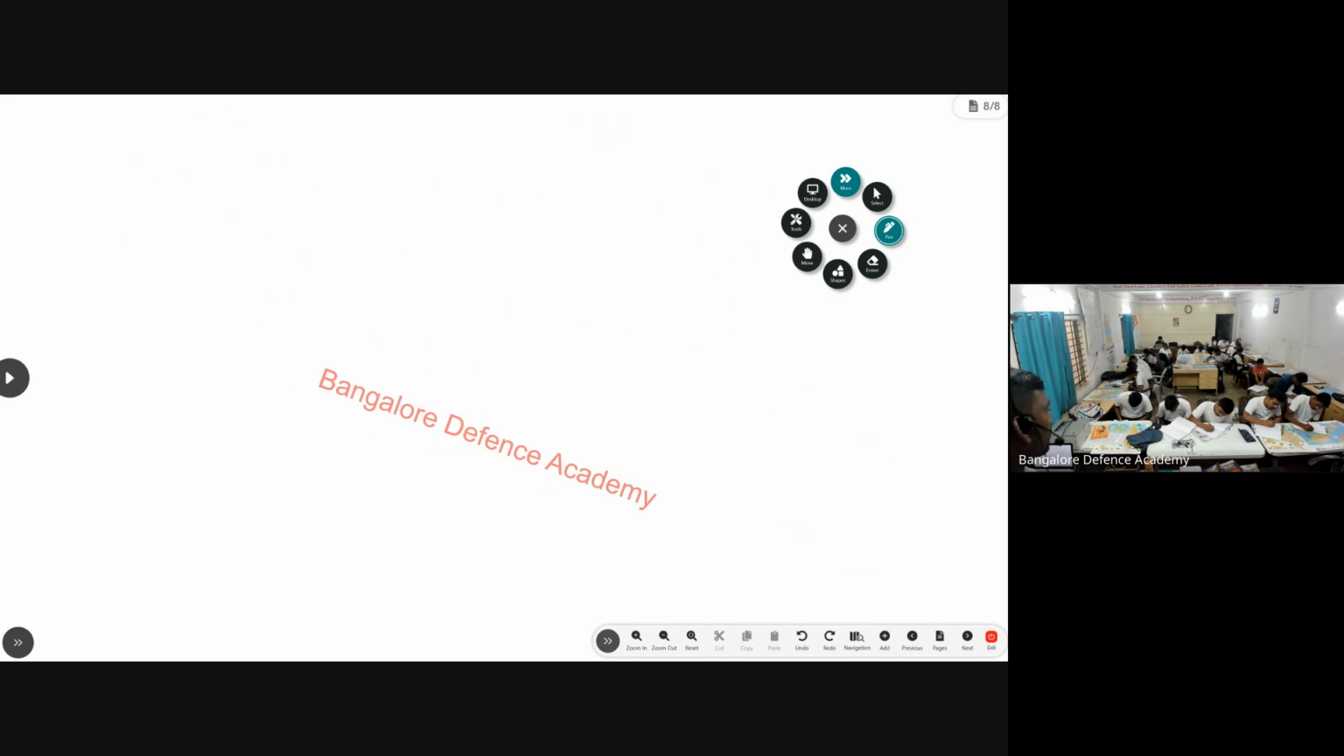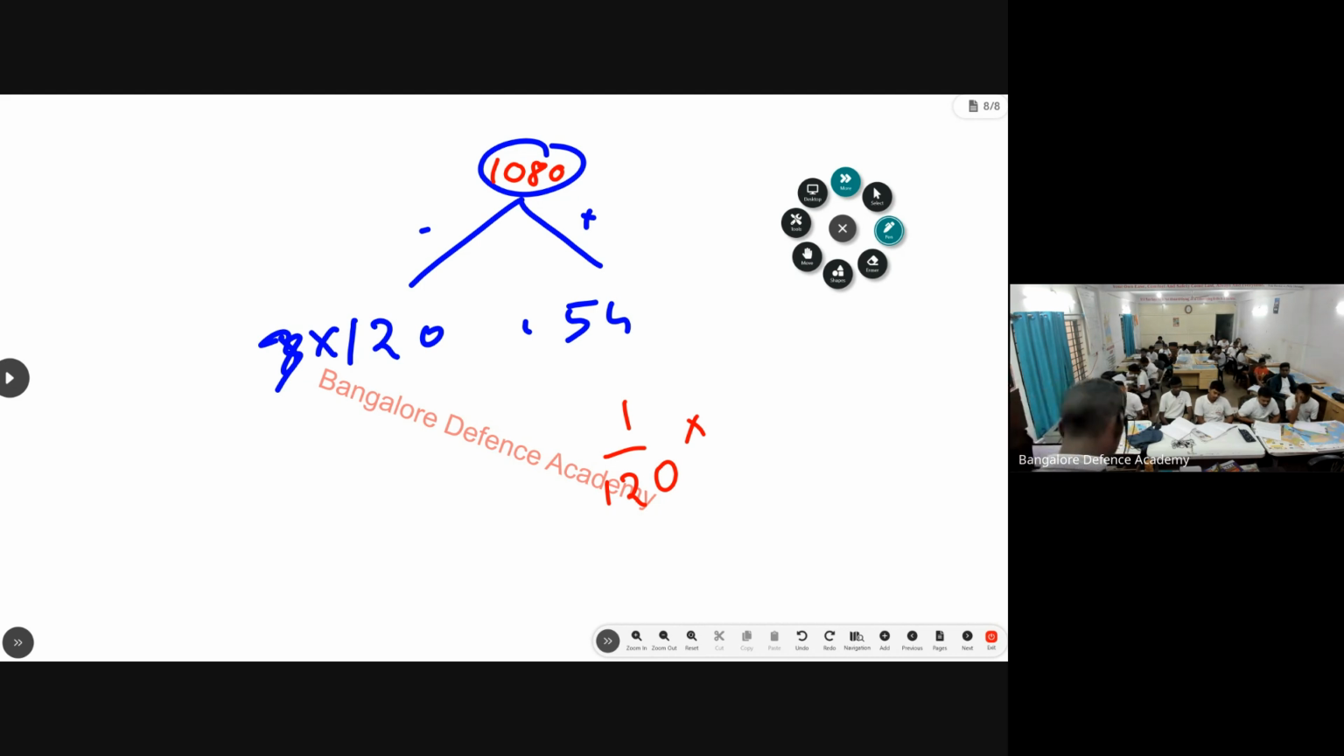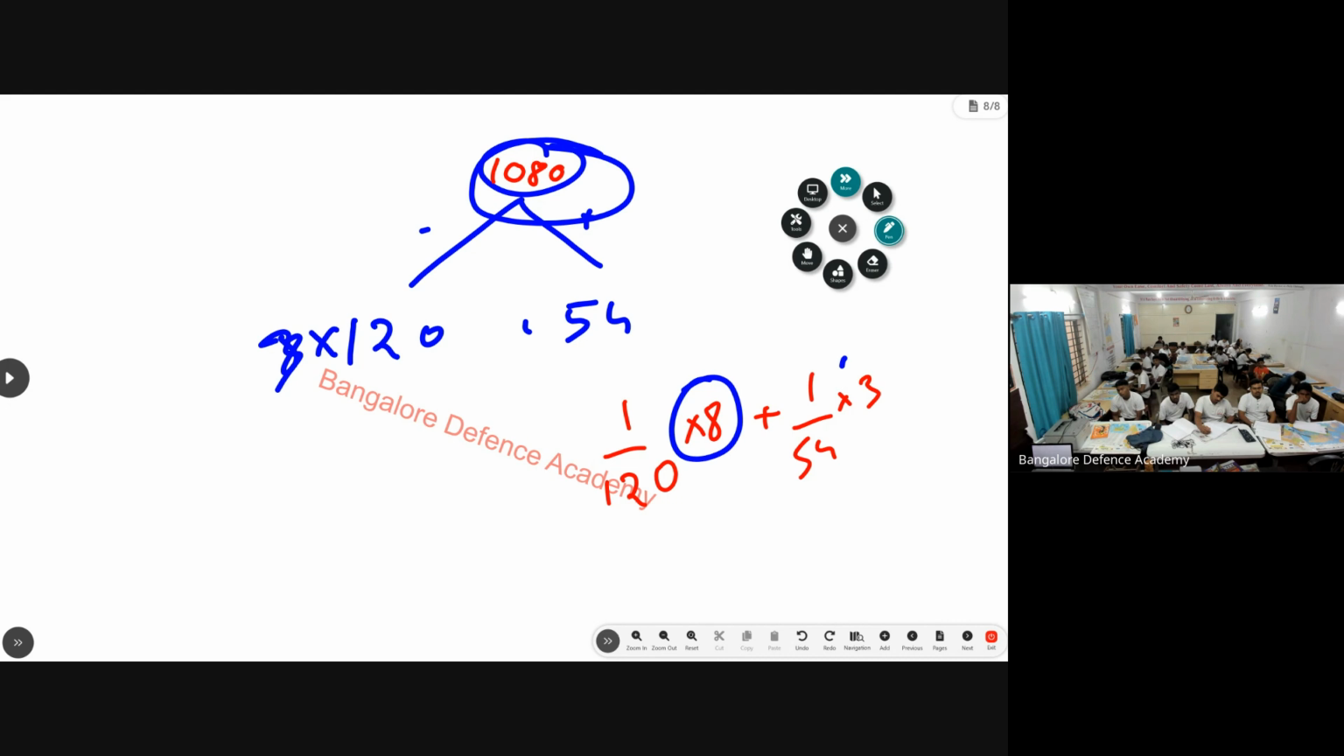Answer. How many of you are trying to do it like this? 120 and 54, then you find the LCM. So you get some LCM. What LCM are you getting? 1080. So the efficiency will be minus for the outlet and plus for the inlet. And now here there are 8 inlet pipes and 3 outlet pipes. Are you doing it like this? Instead of this, you can take 1 by 120 into 8 for the inlet pipes, and then 1 by 54 into 3. Now you do it, you get the answer easily. Same method, but since you are multiplying by 8 and 3, you will get a very big LCM. So instead of that, you go with the fraction, that will reduce your time.